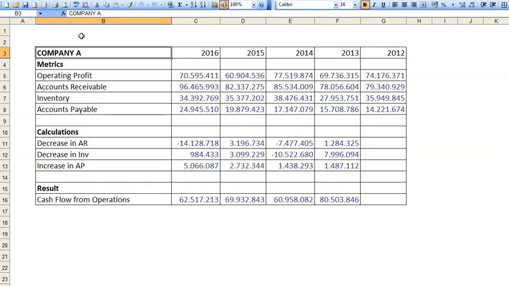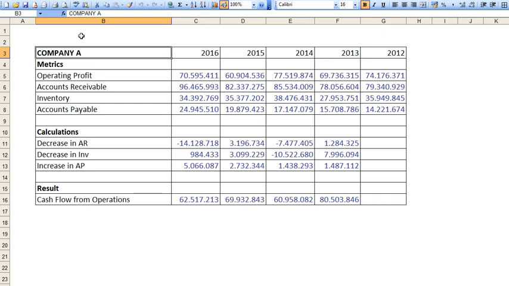I just wanted to remind you that this is a very quick and dirty method, or a back of the envelope type calculation, and a regular cash flow analysis is much more thorough than this. So this will just give you a chance to gauge the quick health of a company in terms of its cash flow from operations. So we have here a company A, and we have some metrics about this company.